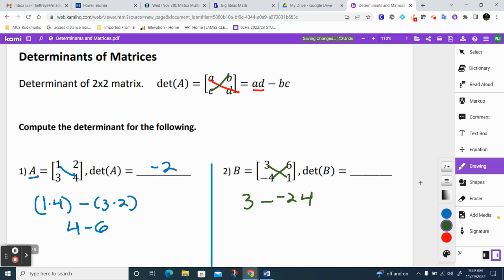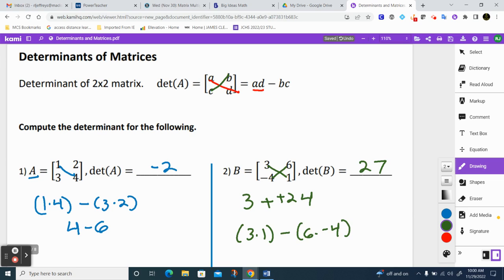Right here, 3 times 1 is 3 minus -4 times 6 is -24. Here's one of those tricky things. Minus a negative is plus a positive. So we actually end up adding, so this is 27. You could still put it in as 3 times 1 minus 6 times -4. Still going to get the same answer.